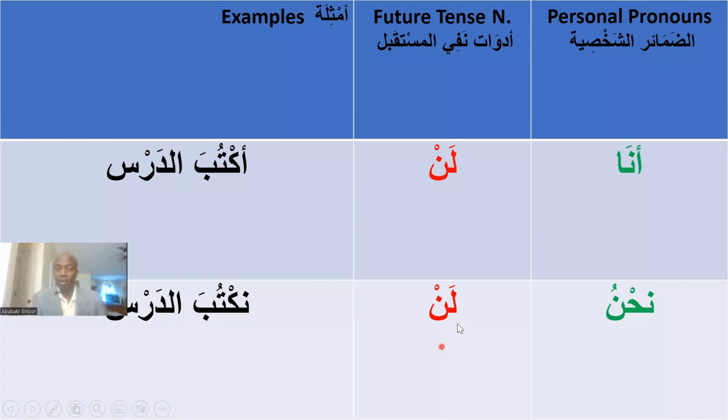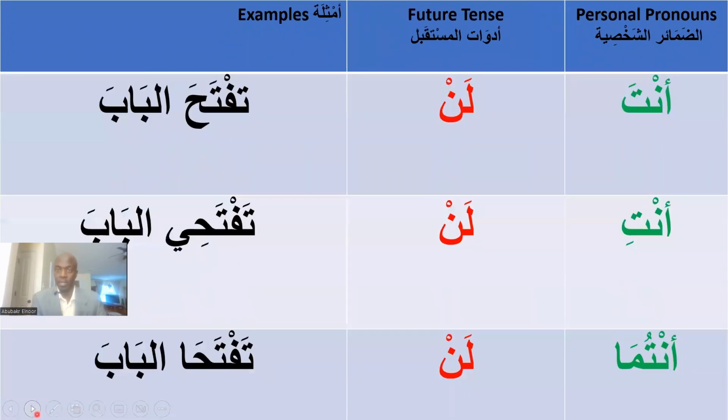نحن, we will not write the lesson. Also, the conjugation here is the present tense conjugation. And I pointed out last time that the present tense conjugation is very important in order to learn about this negation and a lot of these things. So you need to know your present tense conjugation is very crucial.